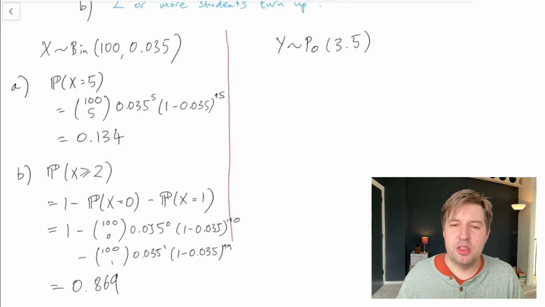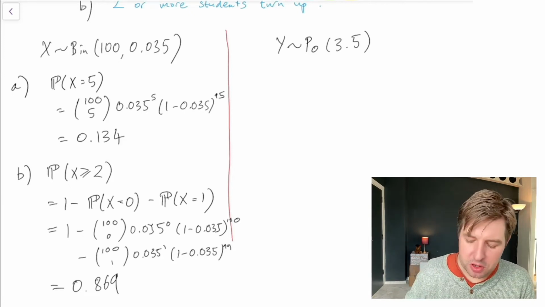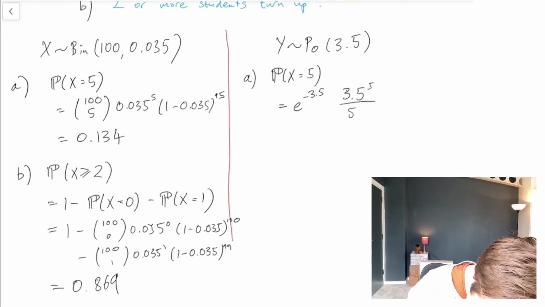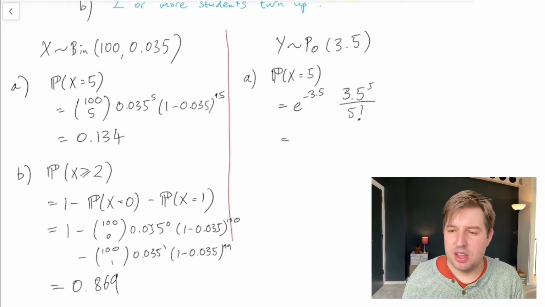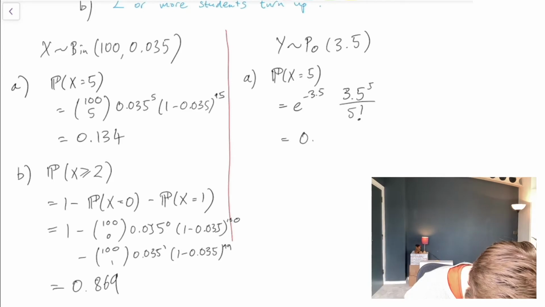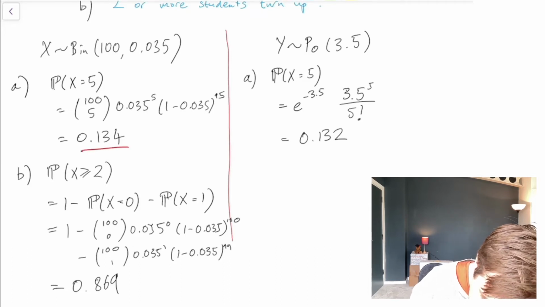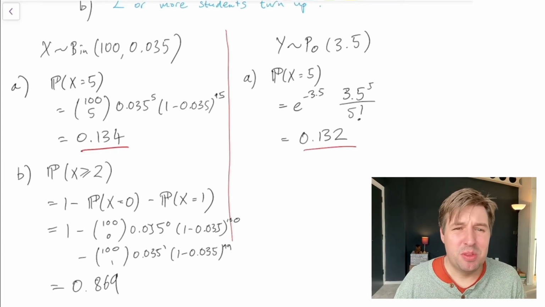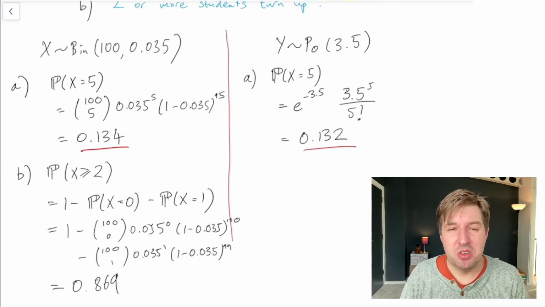So what would happen if we try to do this with the Poisson approximation instead of the exact binomial? For part A, we'd have the probability that X equals 5, by what we know from the Poisson distribution, e to the minus 3.5, 3.5 to the 5 over 5 factorial. If you plug all that into your calculator, you get about 13% again, 0.132. So if you compare the exact binomial answer and the Poisson approximation, they're very similar. But you can imagine that, especially before computers, doing 0.965 to the power of 95 was quite an unpleasant calculation to do. Whereas this Poisson one with just an exponential and a factorial is fairly easy.